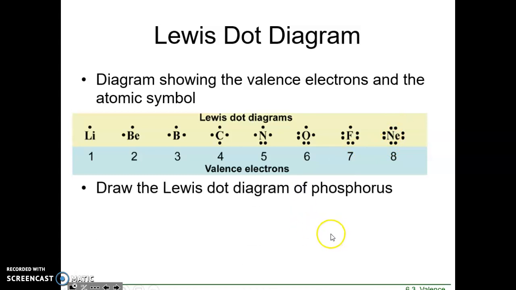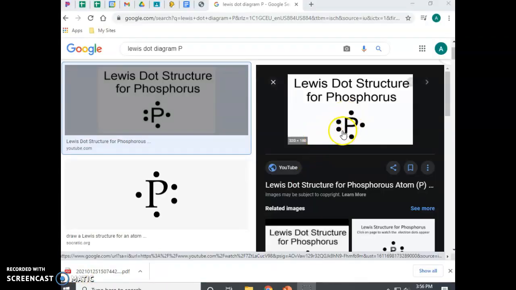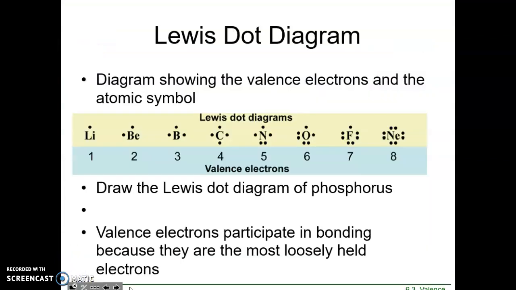Now I would like you to draw the Lewis dot diagram of phosphorus. If you made a P with 5 valence electrons, you would be correct. Good job. Okay, we're always talking about the valence electrons because they're very important in chemistry and chemical bonding, because valence electrons are the ones that participate in bonding, in chemical bonds, because they are the most loosely held electrons. So please write that down.